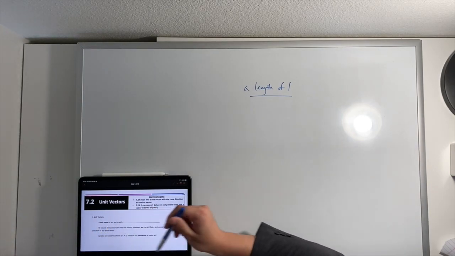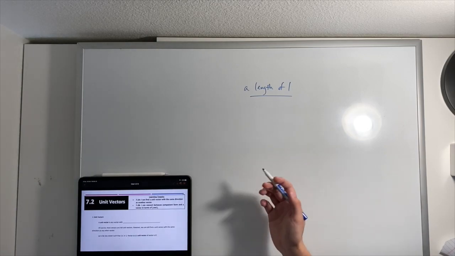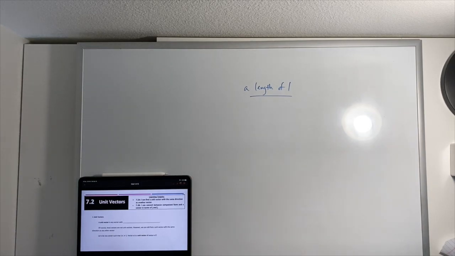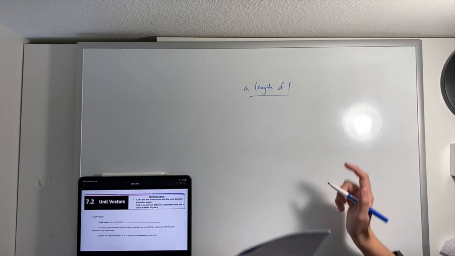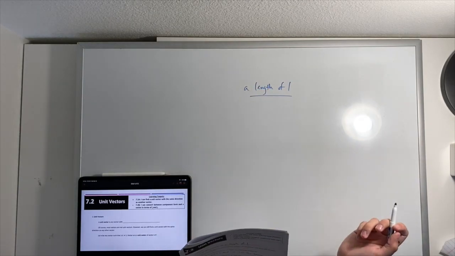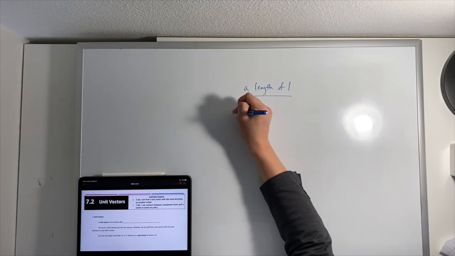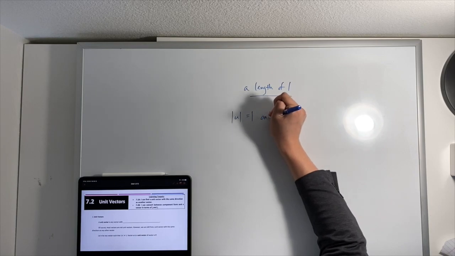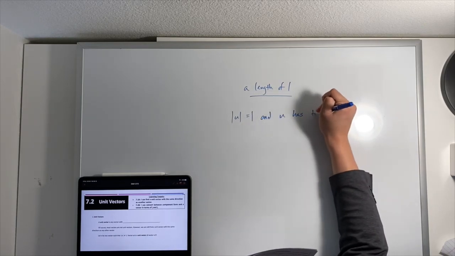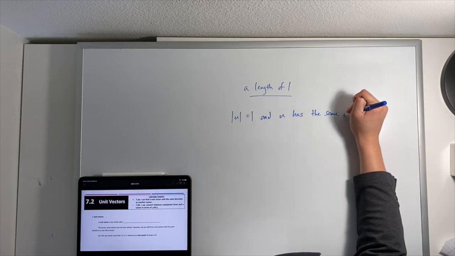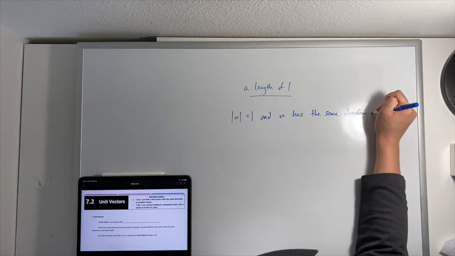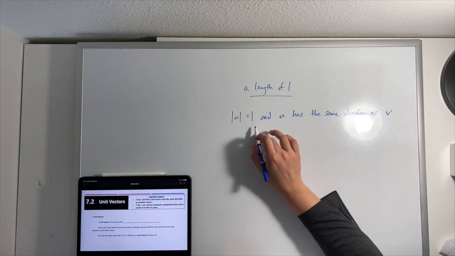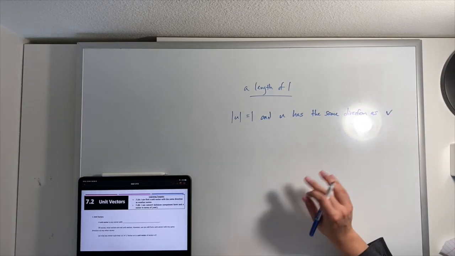Well, if we have any vector v and the magnitude of this vector does not equal 1, in other words, it does not have a length of 1, so it's not a unit vector, then we can define a unit vector u for vector v if the magnitude of this new vector u equals 1 and vector u has the same direction as vector v. So that's what's going on right here in your notes. The magnitude of vector u equals 1, and it's going in the same direction as this other vector.